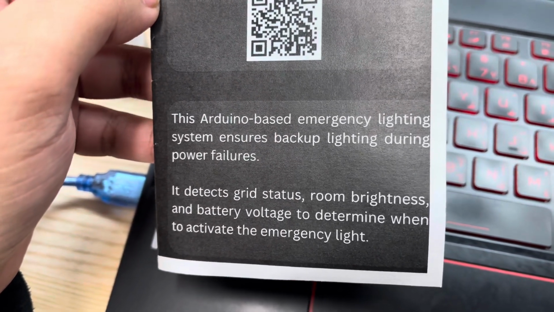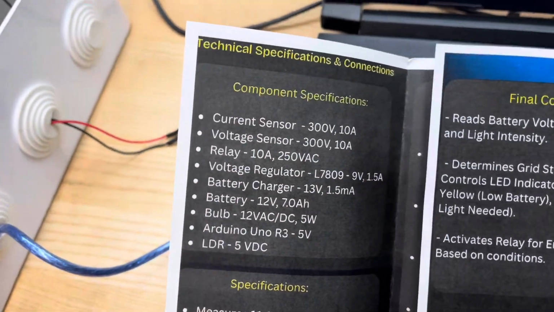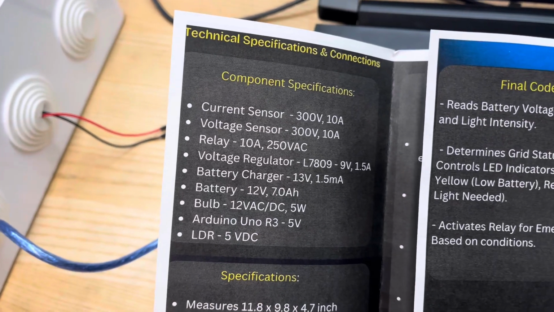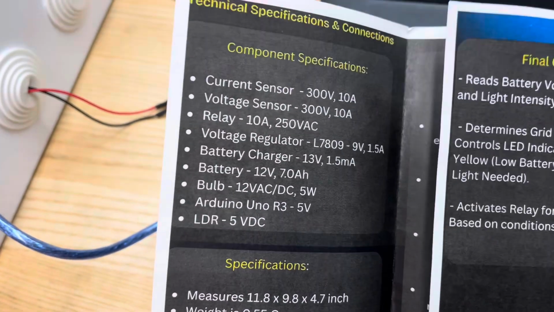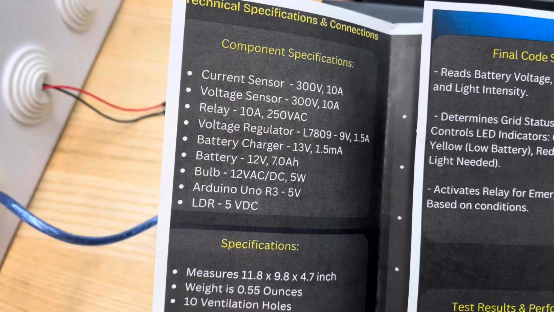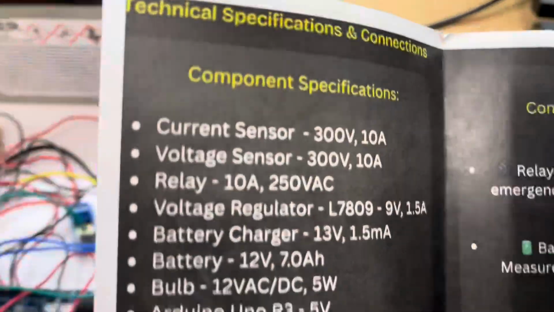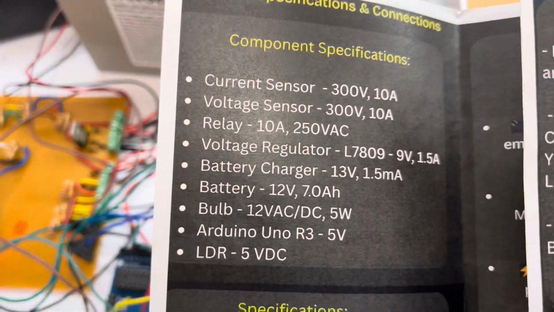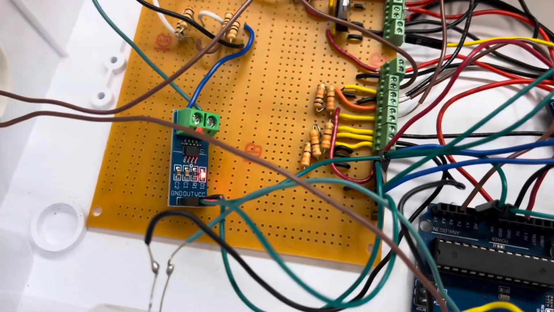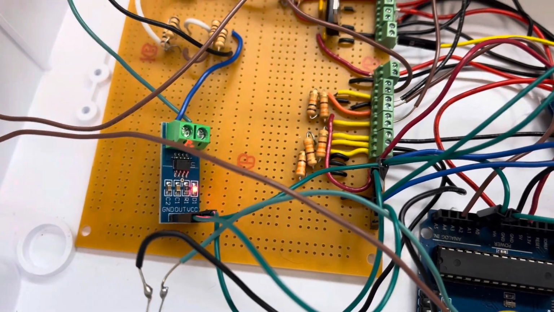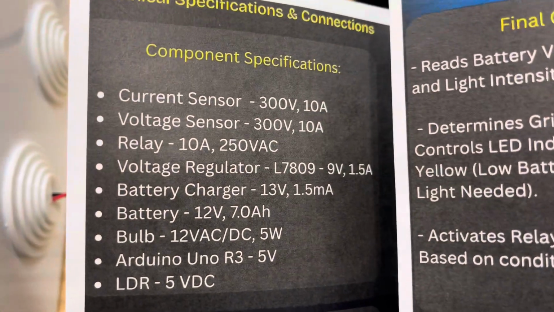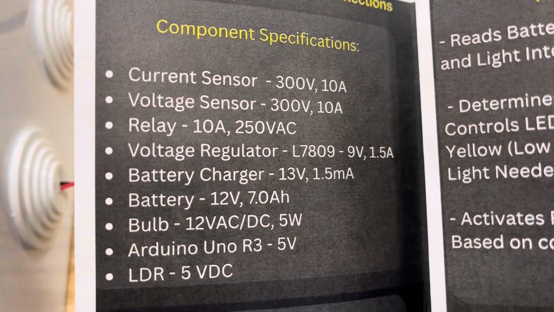It detects grid status, room brightness, and battery voltage to determine when to activate the emergency light. For the component specifications now, we have a current sensor rated 300 volts 10 amps. It is used to measure the grid status. The current sensor is right over here, followed by a voltage sensor which is 300 volts 10 amps. It is used to measure the battery voltage.